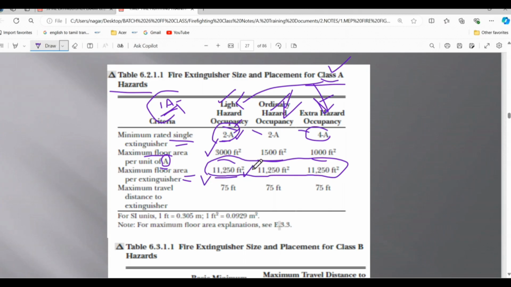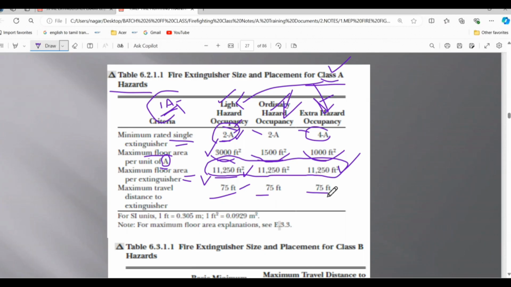Okay, so that means 1A means 3000 at this one, 1A means 1500 at this point, 1A means 1000 at this point. But for all these extinguishers, one extinguisher can protect a maximum of 11,250 feet square. And coming to the travel distance, it is 75 feet.